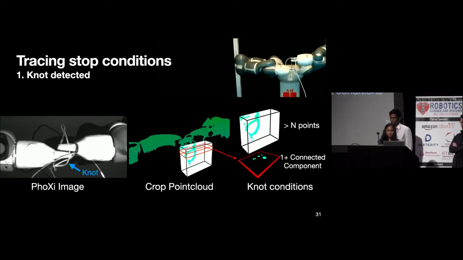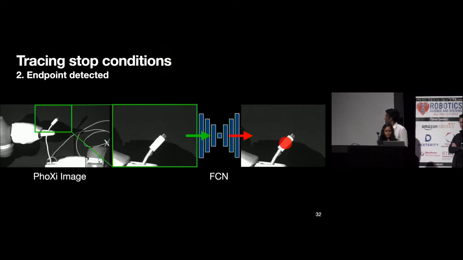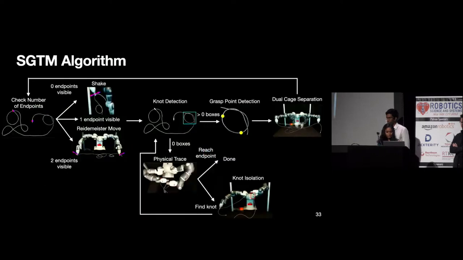So if the crop of the point cloud directly in front of the grippers has greater than n points, or we see more than one connected component, that means that we've encountered a knot, and we terminate tracing and move on to knot isolation. We use the same FCN for endpoint detection used on the full cable image to also determine if we've encountered an endpoint during tracing, which is our indicator that we've fully untangled the cable.